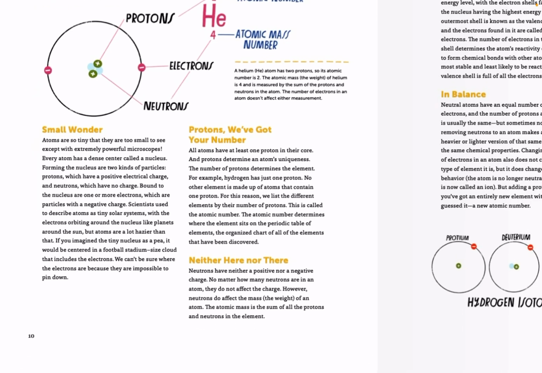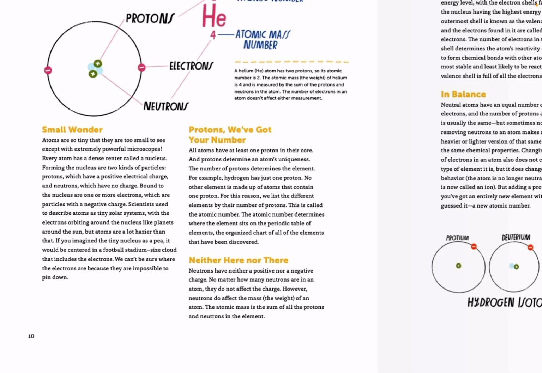Small wonder, atoms are so tiny that they are too small to see except with extremely powerful microscopes. Every atom has a dense center called a nucleus. Forming the nucleus are 2 kinds of particles: protons, which have a positive electrical charge, and neutrons, which have no charge. Bound to the nucleus are 1 or more electrons, which are particles with a negative charge.